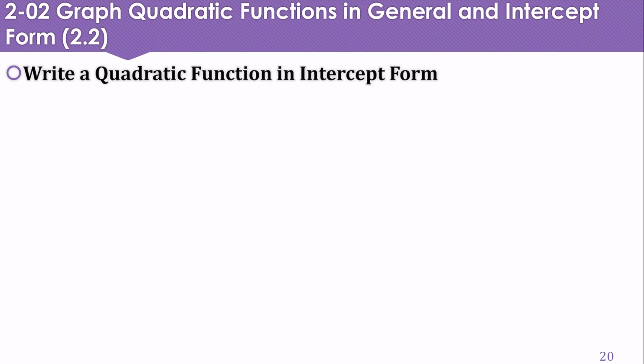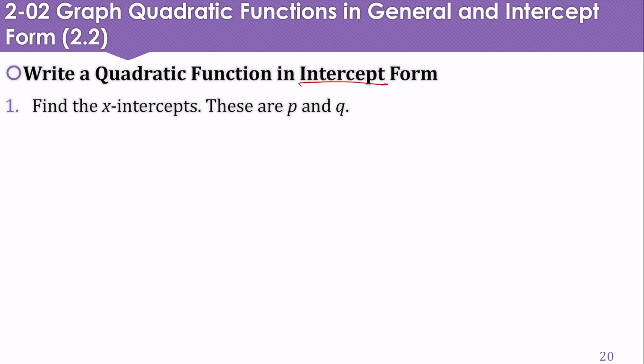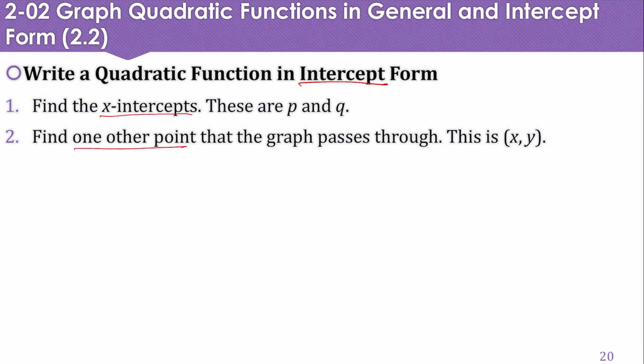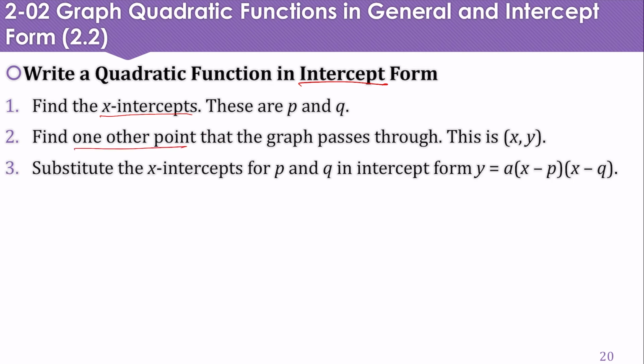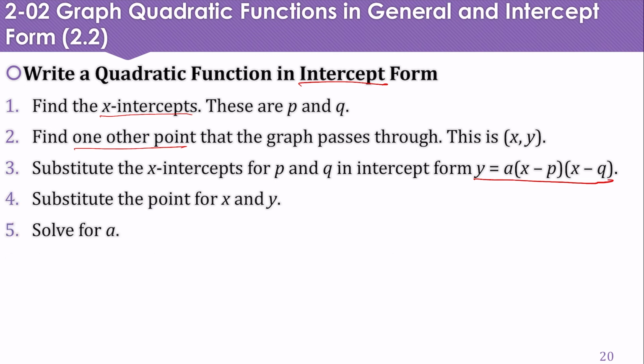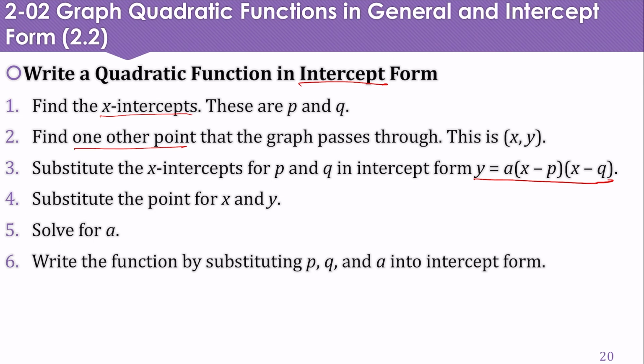Let's go the other direction again. Let's start with the graph and get the equation, the function. So the first thing is intercept form. If you know the x-intercepts, you're going to find the x-intercepts, and you need one other point. Put the x-intercepts into your intercept form. If you know the vertex, you'd use vertex form. If you know the x-intercepts, use intercept form. The other point is x and y. Solve for a. Write your function.